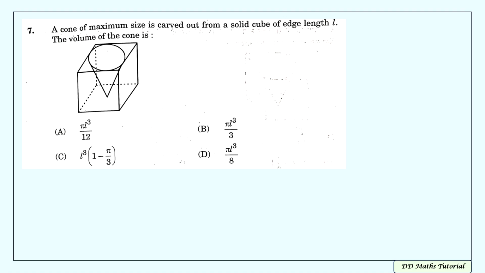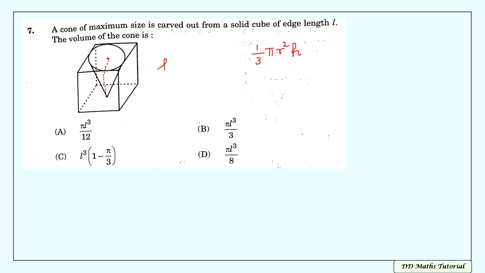The next question. A cone of maximum size is carved out from a solid cube of edge length L. So the edges of the cube are L. We need to find what will be the volume of the cone. So the usual formula for volume of the cone is 1 by 3 pi r square h. We need to find what is the radius of it as well as the height of the cone.